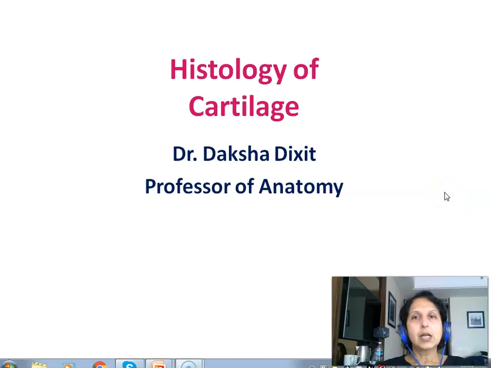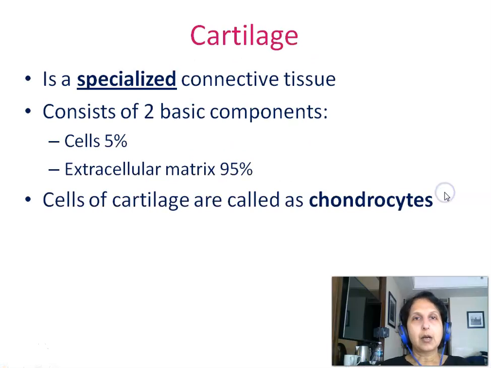Hello friends, today we will be studying histology of cartilage. Now, cartilage is a specialized connective tissue. It consists of two basic components, cells which make up 5% and extracellular matrix which constitutes 95%. Cells of the cartilage are called chondrocytes.